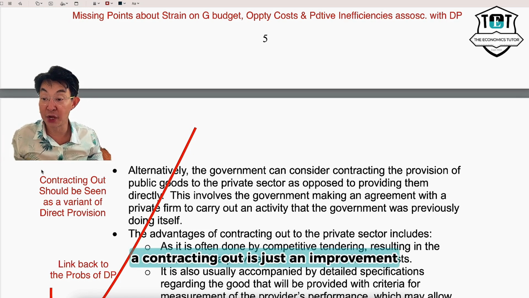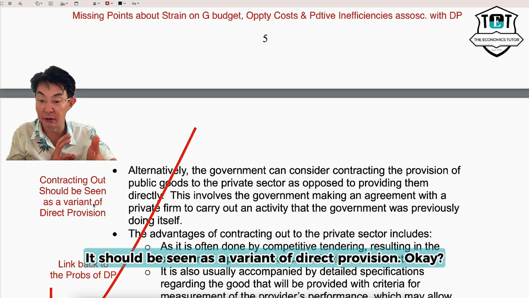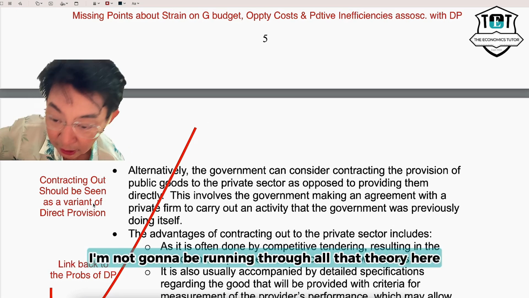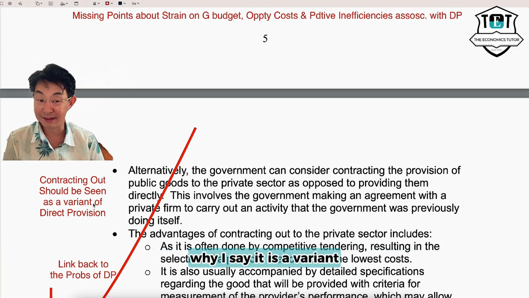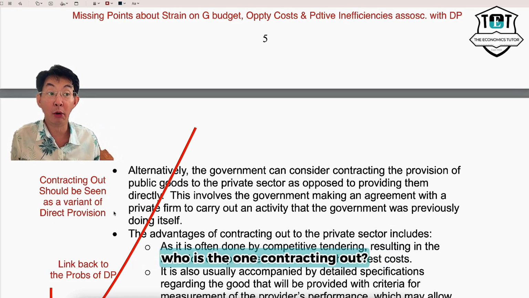Actually, contracting out is just an improvement to the direct provision solution. It should be seen as a variant of direct provision. Now, what does this contracting out mean? I'm not going to be running through all that theory here, but you need to understand why I say it is a variant: you have to ask the question, who is the one contracting out?